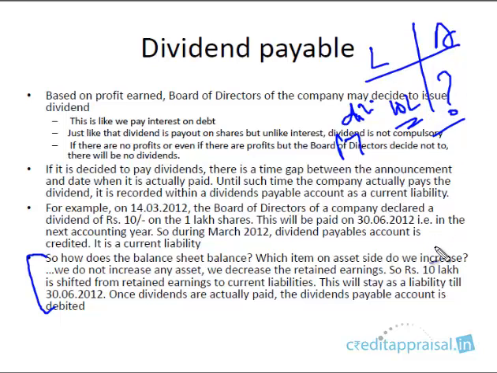So what is that item? Please understand, we are not going to increase any item. There's not going to be any increase in any item. What we do is decrease the retained earnings. So 10 lakhs is shifted from the retained earnings. Retained earnings is also on the liability side. If you recall, capital, reserves and surplus and all these are liability items. So 10 lakhs will be shifted from the retained earnings to current liabilities. Until June 30th, it will stay as a current liability. Once dividends are declared and paid, the dividend payable account will be debited. A bit of advanced concept. If you're interested in accounting, it makes sense to go through this para.